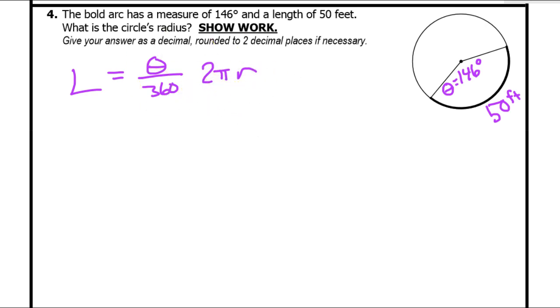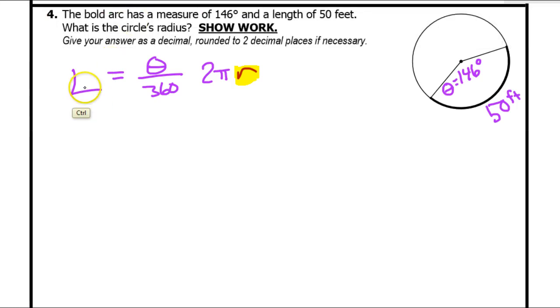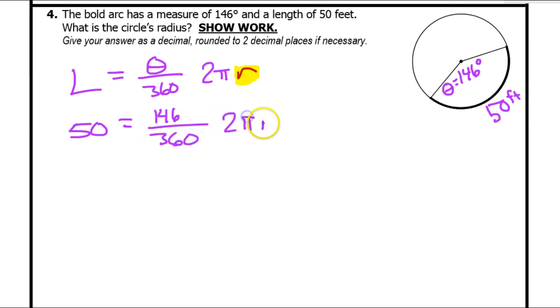In this particular problem, we're being asked to find the radius. So this is our target. That means that we must be given L and theta. And that's here and here. So 50 is the arc length, so that goes right here. Theta is 146 for 360, times 2 pi r.